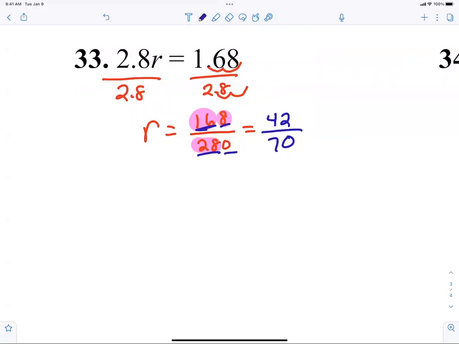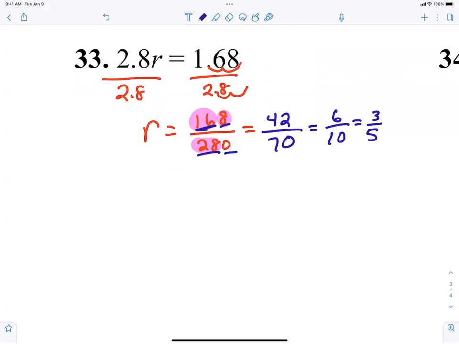Now you're staring at 42 and 70. So you should look at that and say, well, I know that's reduced by what? 7. All right, so 7 goes into 42, and 7 goes into 70, 10. And then finally, final answer, 6/10 reduces to 3/5.